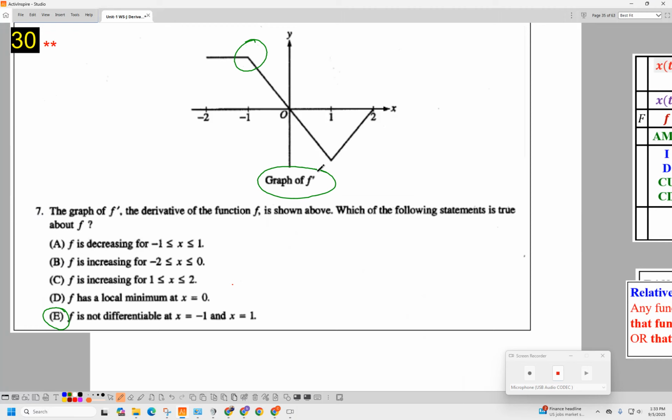So the corner on f prime means something else. It means you can't find the slope of f prime. So f prime is not differentiable. That doesn't necessarily mean f is not differentiable. So far?